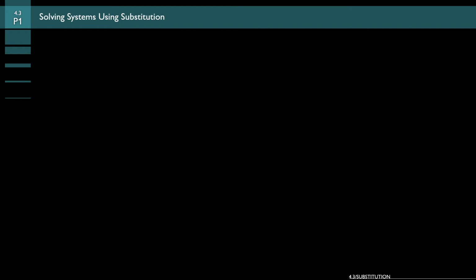So it's exactly the way it sounds. You're going to substitute one value in for another. Now, in this first problem, we've got what is the solution of the system? And it's telling us to use substitution. And that system of equations is y equals 3x and x plus y equals negative 32.